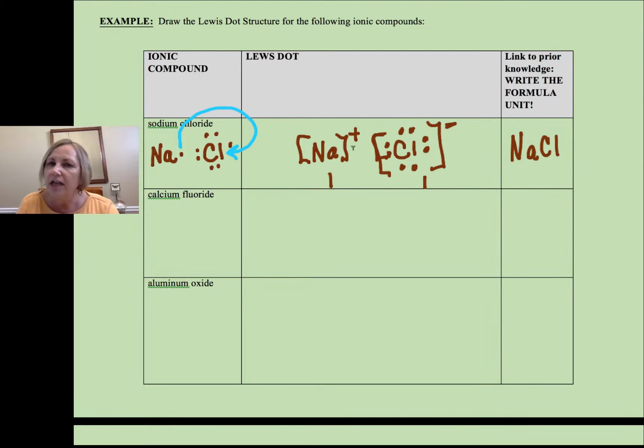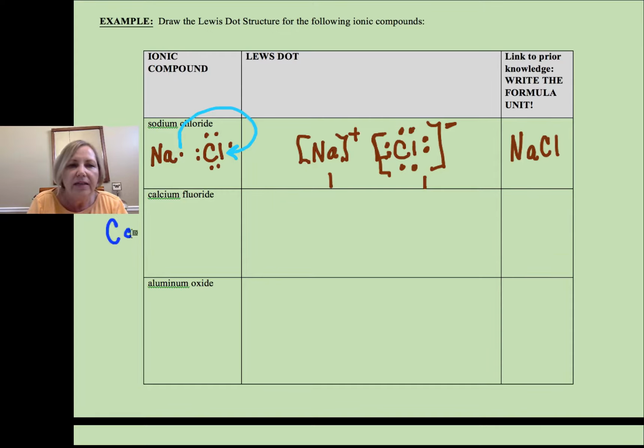Some teachers will talk about crisscrossing charges, and I caution against that. I've seen too many students make mistakes doing that. And it doesn't teach understanding, it just teaches a trick. I like devices that help us learn and remember, but I don't like tricks that bypass understanding.